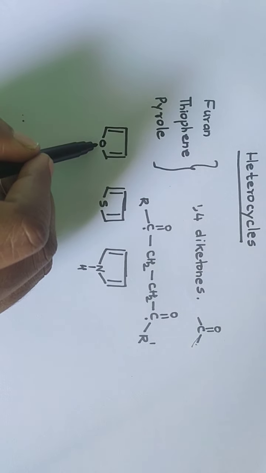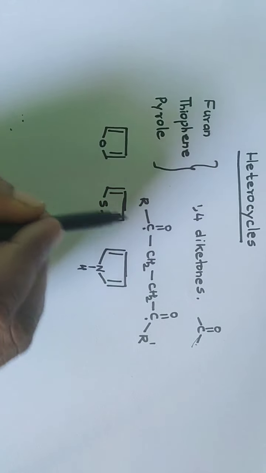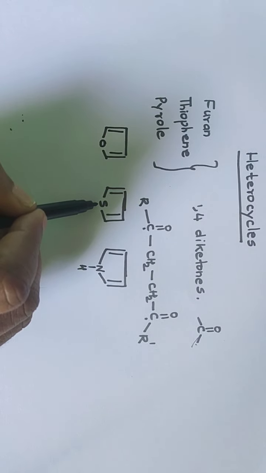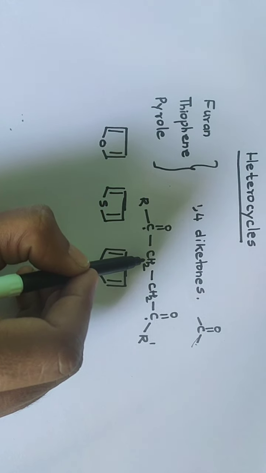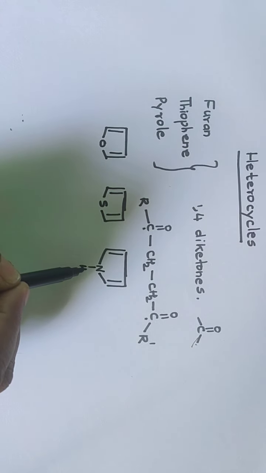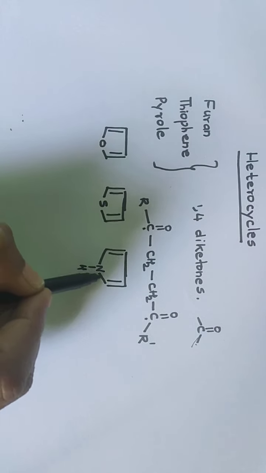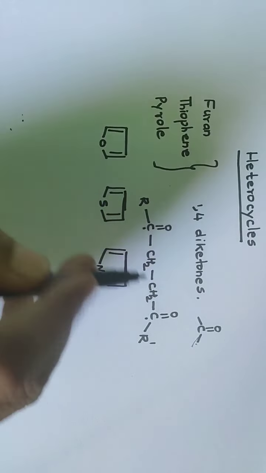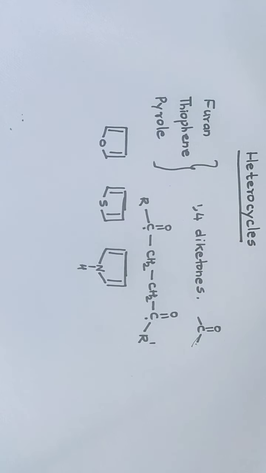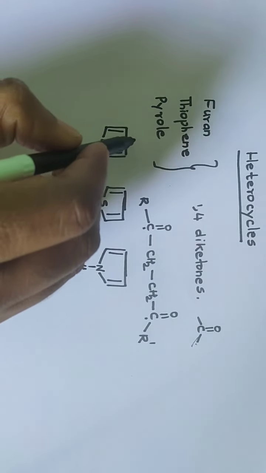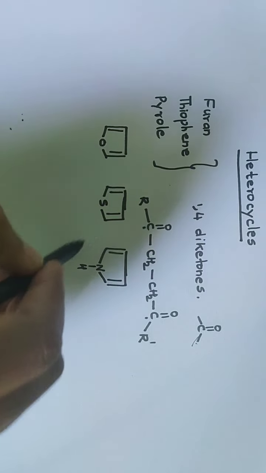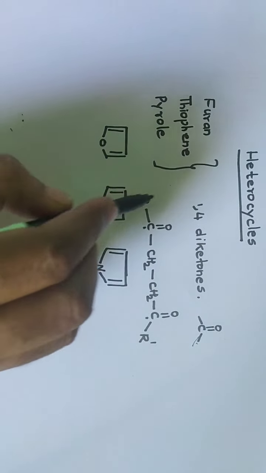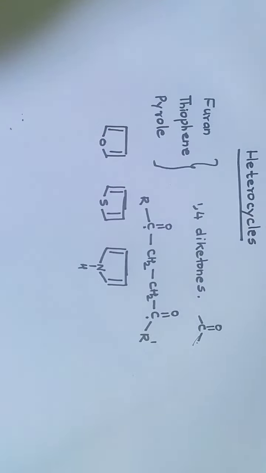If I want to synthesize furan, I require oxygen, and oxygen is already present here. If I want to synthesize thiophene, I require sulfur, so I will be adding some compound containing sulfur. If I want pyrrole, I require nitrogen, so I will be adding a compound containing nitrogen. We'll deal with that later, what compound we are going to add. So the synthesis of furan, thiophene or pyrrole can be carried out using 1,4 diketones.